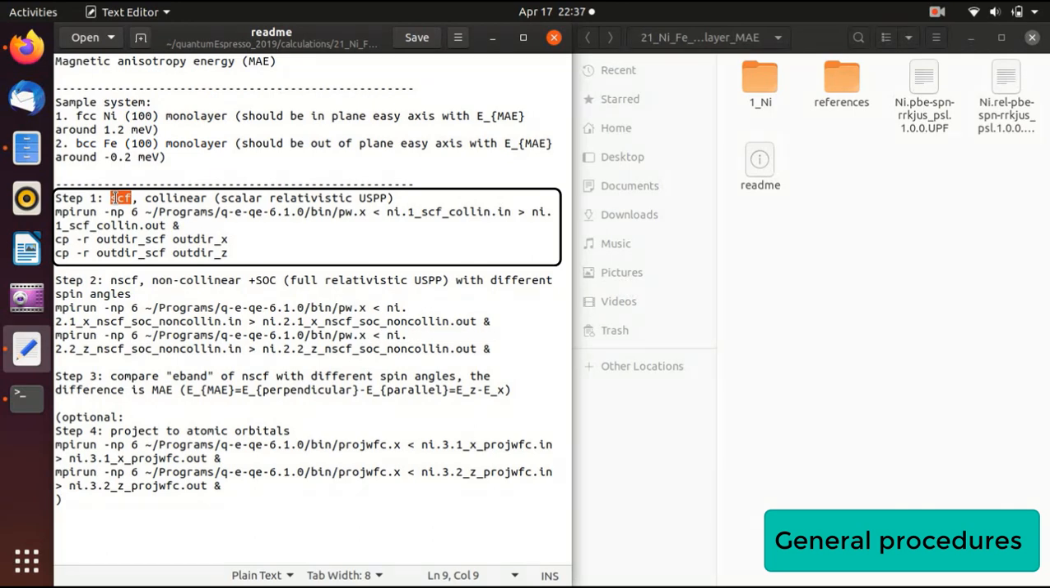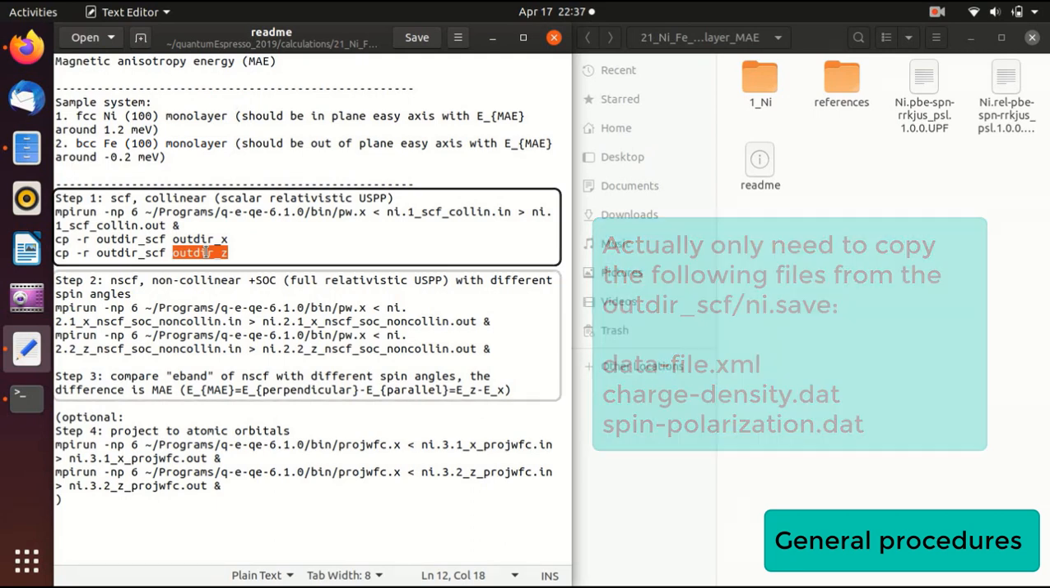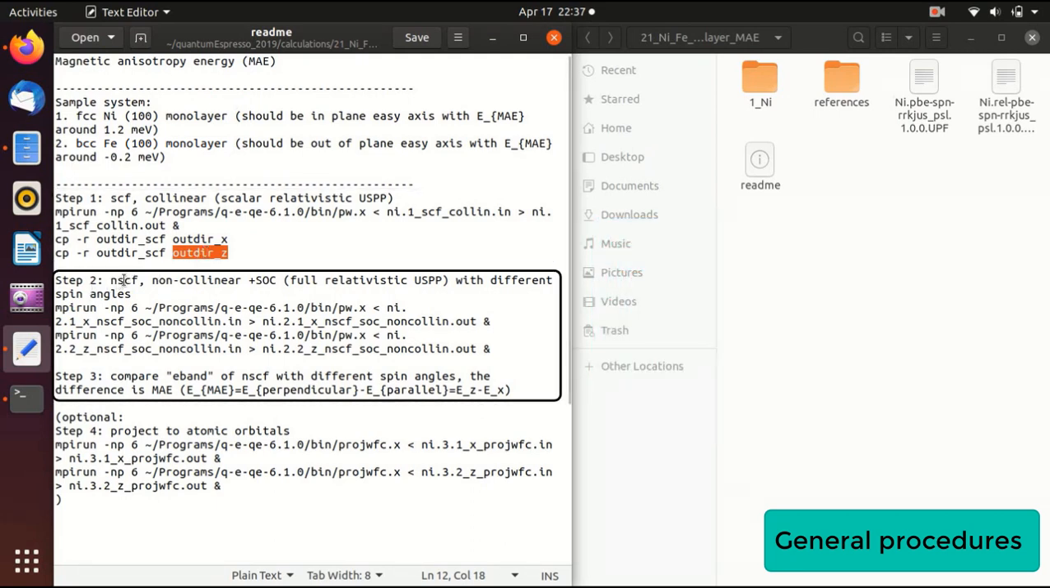Just remember that we need to use ultra-soft pseudopotential. And after this calculation, we copy the output directory to two new folders, basically copy the charge distribution from the first step and use it in the second step. So the second step is a non-self-consistent calculation.